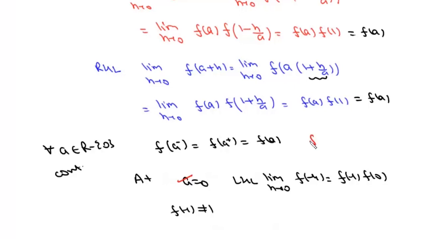So this function is continuous for all x except at 0. And one counter example can be if we take this function f(x) as 1 upon x when x is not equal to 0 and 0 at x equal to 0. Now this function satisfies all the conditions and it is continuous for all x belongs to R minus 0, and at 0 this function is discontinuous.